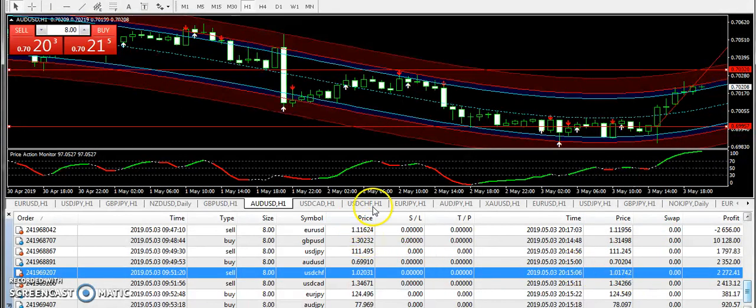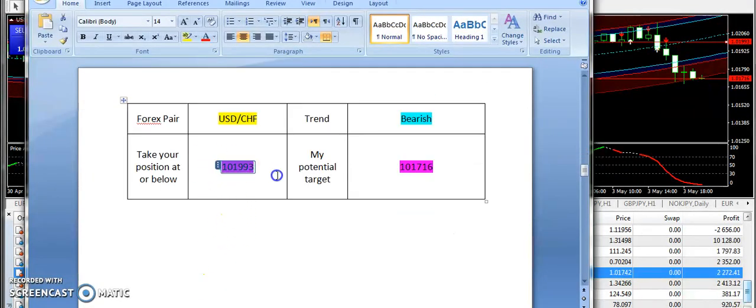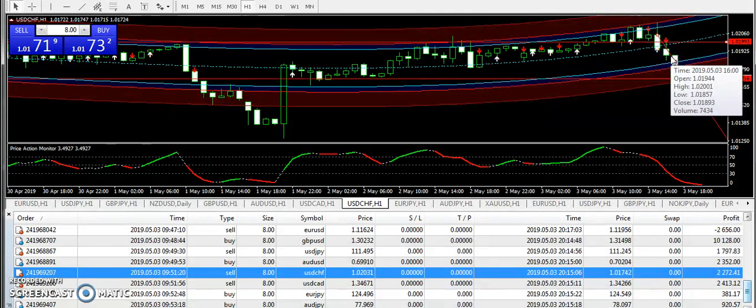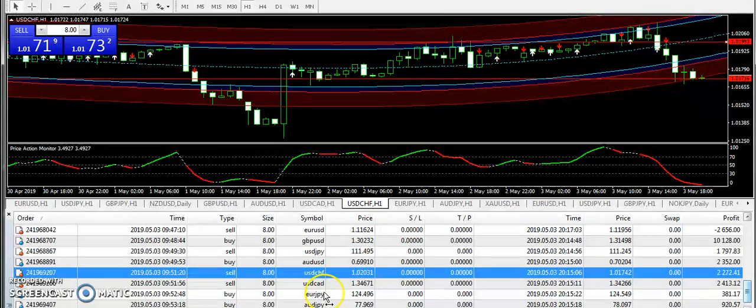Okay, now let's talk about another massive trade that is taken on USD CHF today. A bearish trend was supplied to the subscribers in the morning from 1.01993 and 1.01716 was the target price. And guys, you can see USD CHF was not going down from many days, but today finally we have received a drop on Friday and it has hit the target price. So I congratulate all traders who have taken the benefit from my trading suggestions.